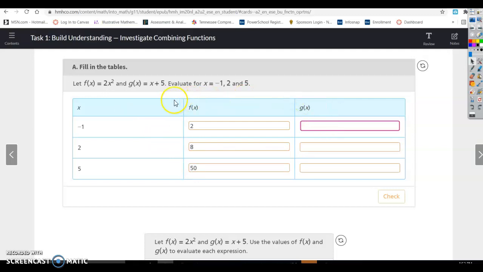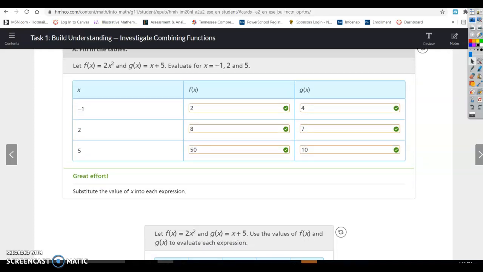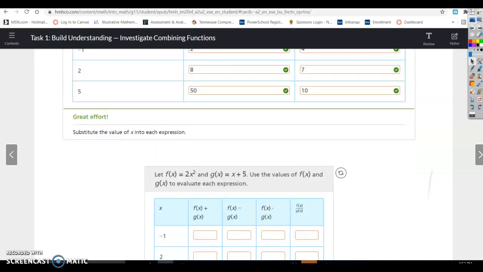Alright, now we're going to look at g of x. G of x says take x and add 5. So negative 1 plus 5 is 4. 2 plus 5 is 7. And 5 plus 5 is 10. So all we had to do was plug the values of x into each function to evaluate the function.